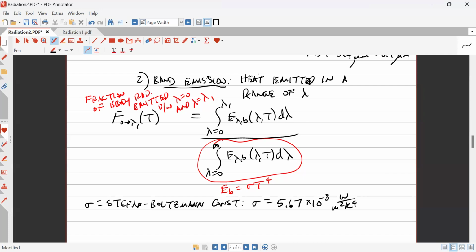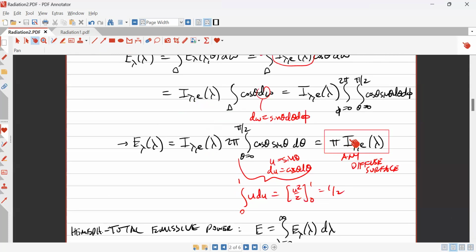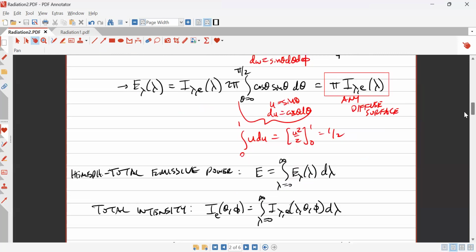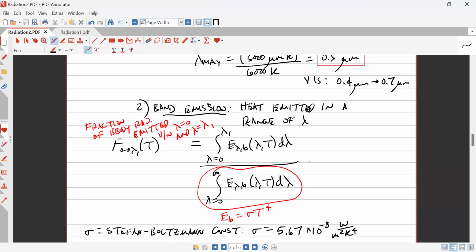All right. Now, one other fun thing you can do is, we already know that blackbodies are diffuse surfaces. If you go way back, we know that then this hemispherical emissive power is equal to pi times the intensity. So the hemispherical spectral emissive power is pi times the blackbody intensity. So we can also set this equal to lambda equals 0 to lambda 1, I sub lambda b, and you can put the pi out front.